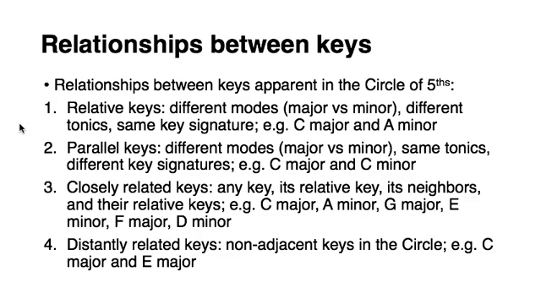1. Relative keys. Relative keys are keys that have different modes, meaning one is major and the other is minor. They have different tonics, meaning they have different names, right? They start on different notes, but they have the same key signature. So if you think of C major and A minor, those are scales or keys that do not use any accidentals, right? Because they have, quote-unquote, the same key signature, but different modes. One is major, the other is minor. Different tonics. One is C, the other is A. Because they share the same key signature, they're called relative keys.